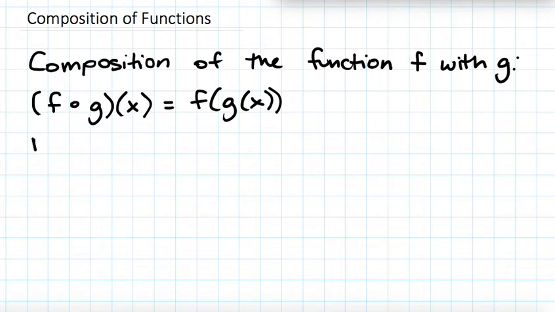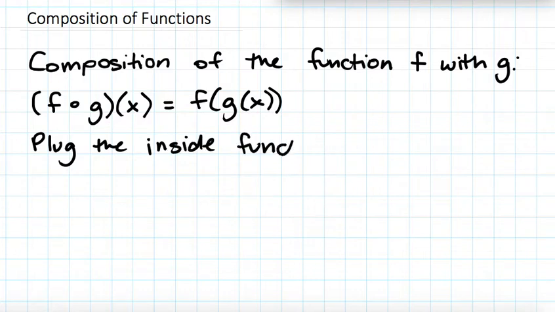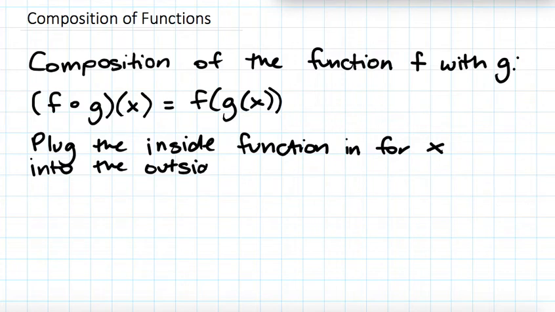And what we do here is we plug the inside function in for x into the outside function. So in this case, the inside function would be g because it's inside of f. When it's written with the circle notation, the inside function is always the one on the right. So for both of these, I would be plugging g into f. So I replace the x in f with the whole function for g.